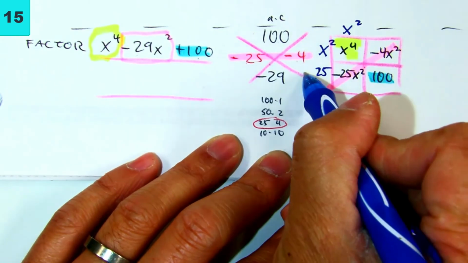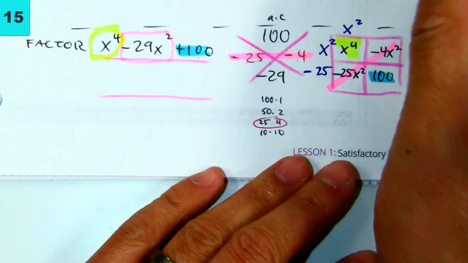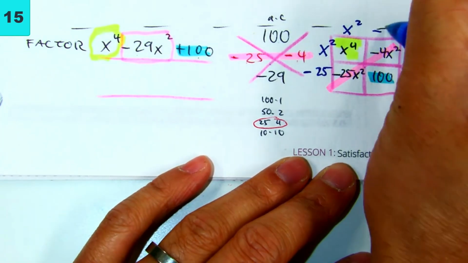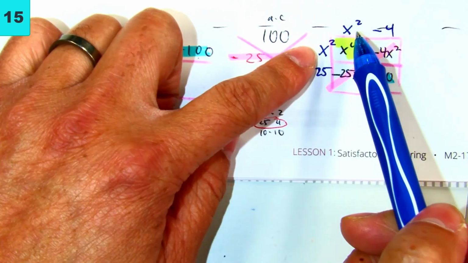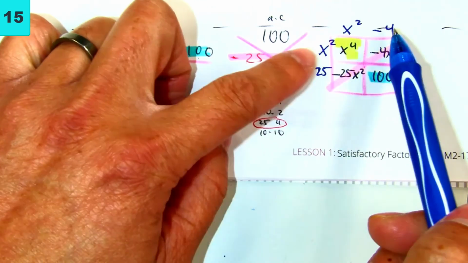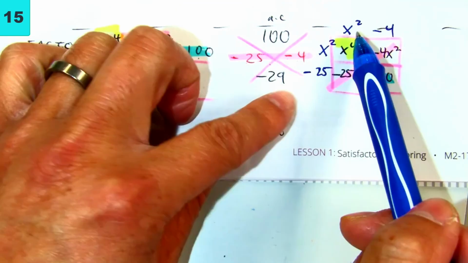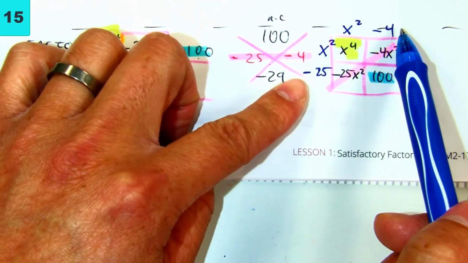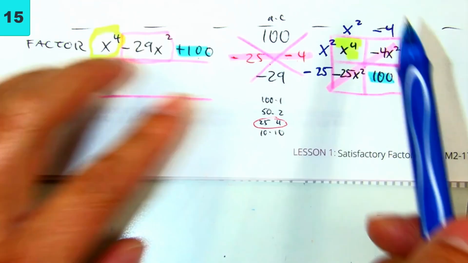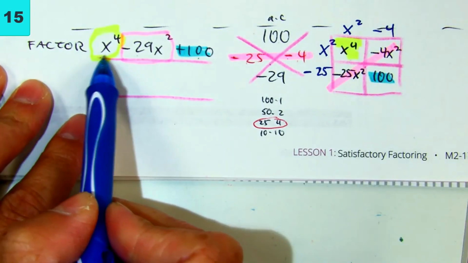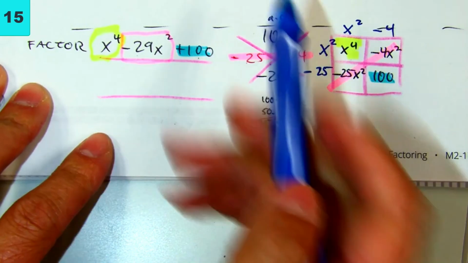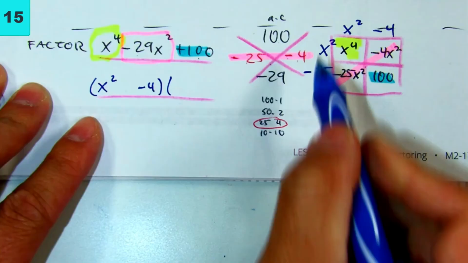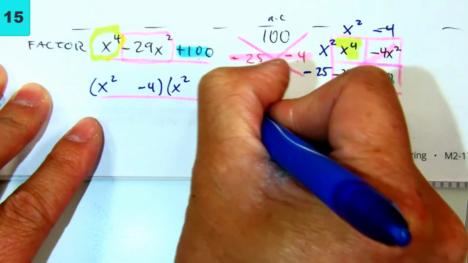Negative, right? Because we'll multiply to check our answer. And over here, negative 4. X times x. X squared times x squared is x to the 4th. Negative 4 times x squared is negative 4x squared. X squared times negative 25 is negative 25x squared. And negative 4 times negative 25 is positive 100. When I factor x to the 4th minus 29x squared plus 100, I get x squared minus 4 and x squared minus 25.